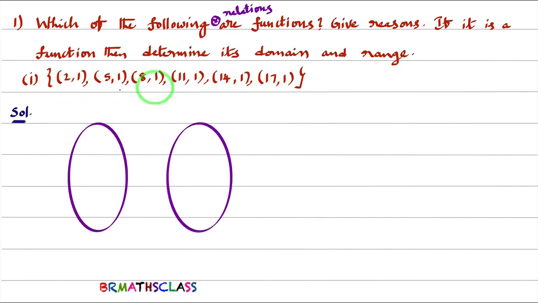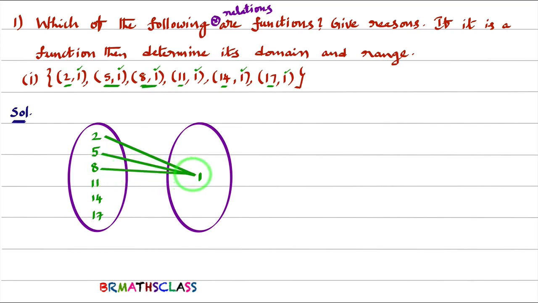You observe in this relation, what do you know about all these first elements? 2, 5, 8, 11, 14, 17. We know that all these elements belong to the first set. So I'll write these elements in the first set. What do you know about these second elements? You see, all second elements are 1. That means in the second set, only one element is there, that is 1. Now, you see what they have given, 2 is related to 1. And this 5 is related to 1. How do you know 5 is related to 1? You see here, they have given ordered pair 5, 1, that means 5 is related to 1. You see ordered pair 8, 1, that means 8 is related to 1.